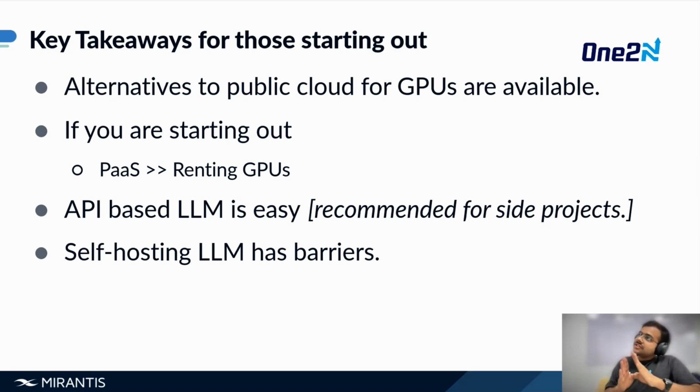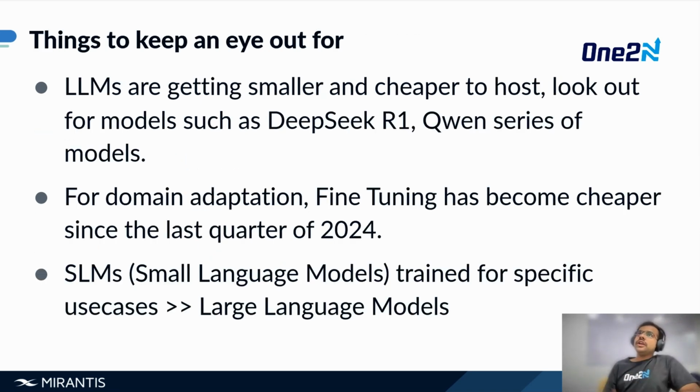And going through this journey, we realized that self-hosting LLMs has barriers. So if you are an SRE and you are interested in LLM ops in general, there are a few developments that have happened in the last quarter which we should keep our eye on. And this is that LLM models in themselves are getting smaller and cheaper to host, because it's not just us who are GPU poor. There are other poor people in the world who are GPU poor. So you should look out for models such as DeepSeek R1. You could look into the Qwen series of models.